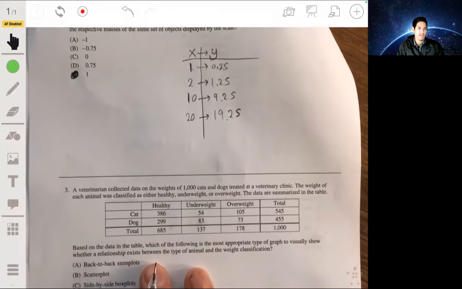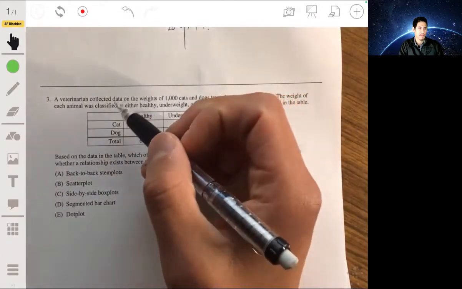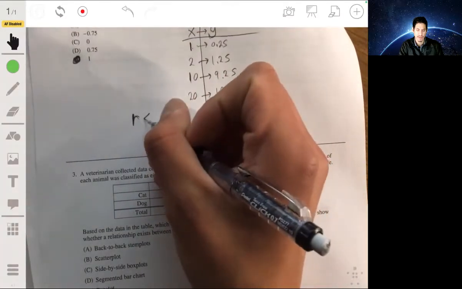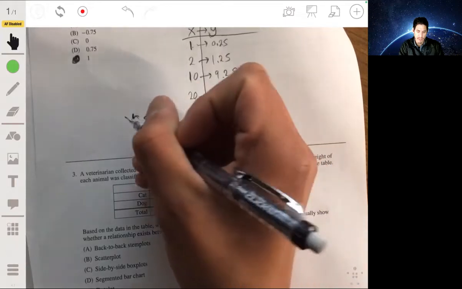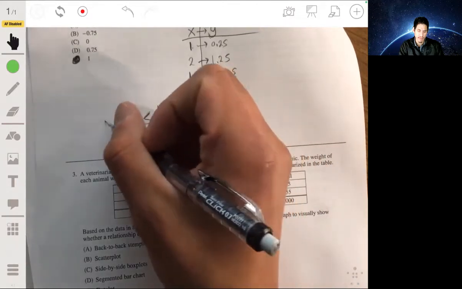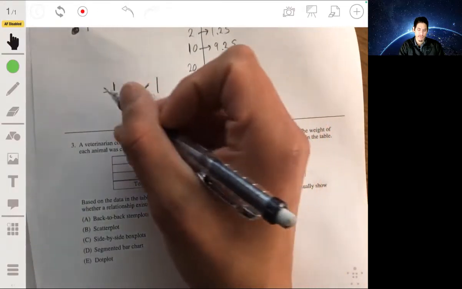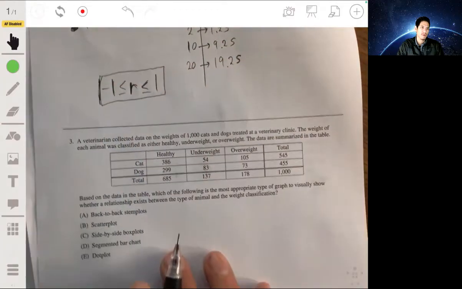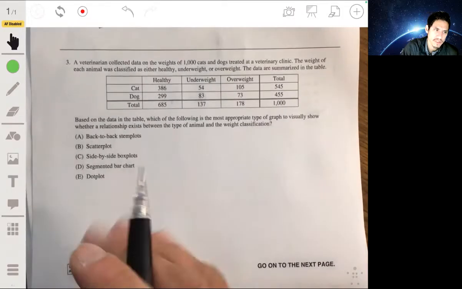Okay, number 3. And if you need a review, remember this is dealing with the correlation coefficient R, going from 1 to -1. That's usually covered in my course, in chapter 3, the chapter dealing with relationships and correlation.